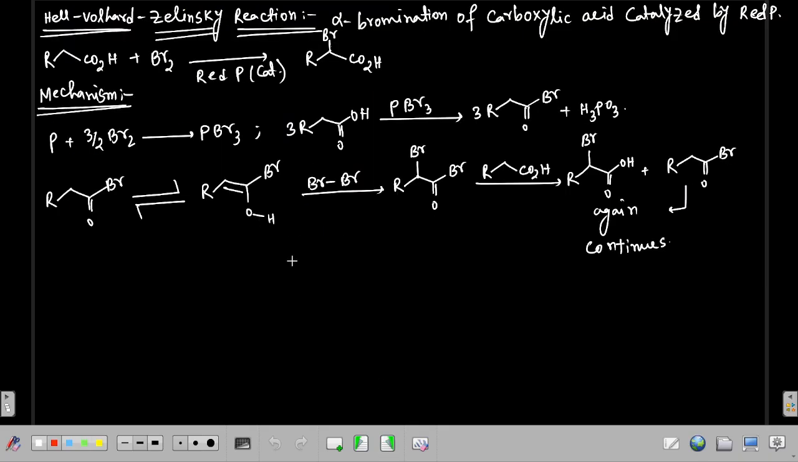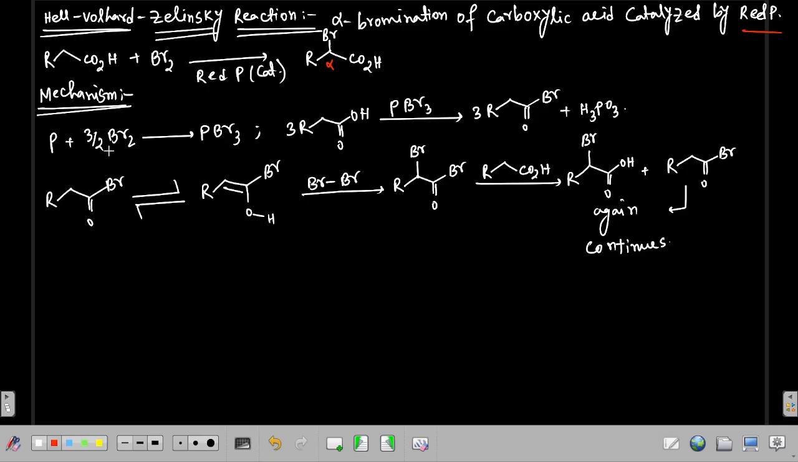Next is the Hell-Volhard-Zelinsky reaction. This is an alpha bromination of carboxylic acid, which is catalyzed by red phosphorus. This is a carboxylic acid, so it will undergo the alpha bromination. This is the alpha position. In the alpha position, it will undergo bromination in the presence of red phosphorus. So first we will see the mechanism of this reaction.